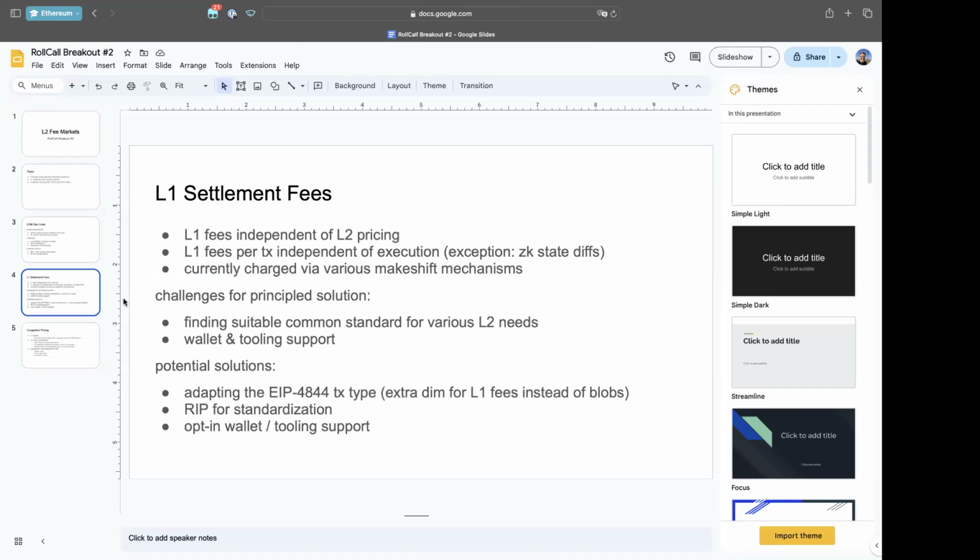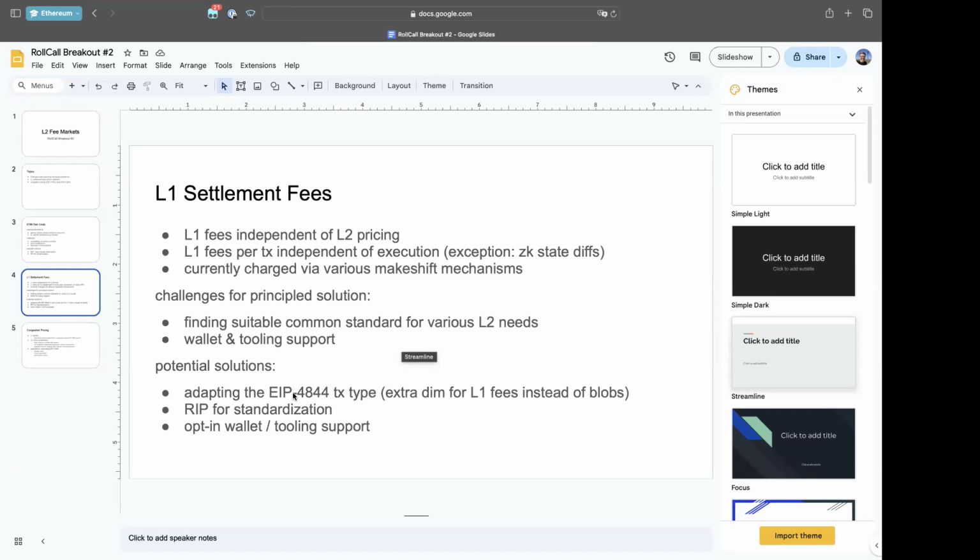And then the big one people always mention in that context is how hard it would be to have wallets and whatnot support a new transaction type. One idea here would be, with EIP 4844 we now have a transaction type that has two-dimensional pricing, so we could basically copy that and just repurpose that blob pricing for the L1 fees instead.